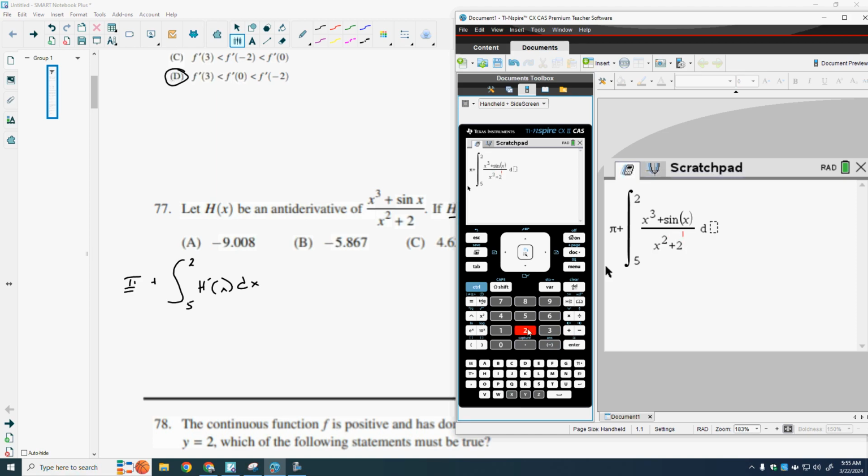Taking a second just to scan to make sure I didn't type anything incorrectly. Jump up here, stick an x in there, hit enter, and we get negative 5.867, etc. Letter B.